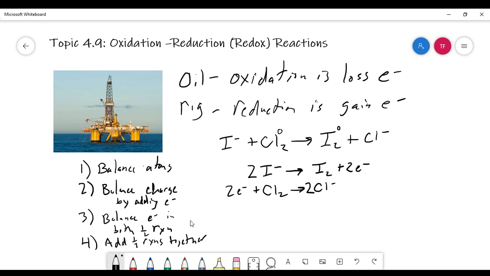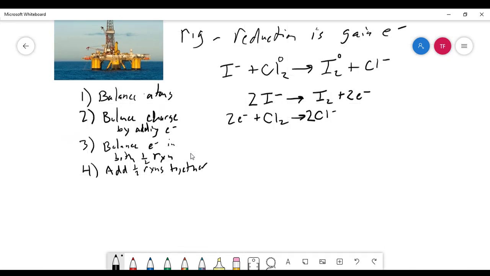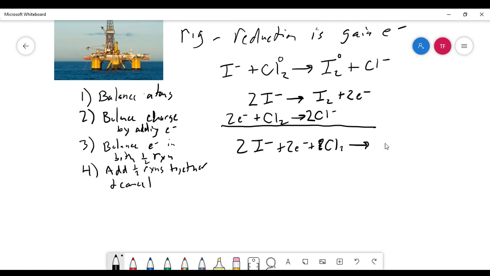And cancel anything that's in the reactants and the products. So cancel anything that's the same in the reaction. So we're going to add these 2 half reactions together, which means we're going to add everything in the reactants together. 2 iodides, 2 electrons, and just chlorine. So that's everything on the reactant side of the 2 half reactions. And now we're going to add everything on the product side. So iodine, 2 electrons, and 2 chlorides.